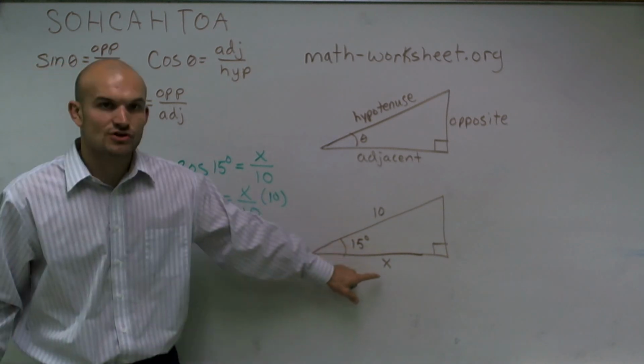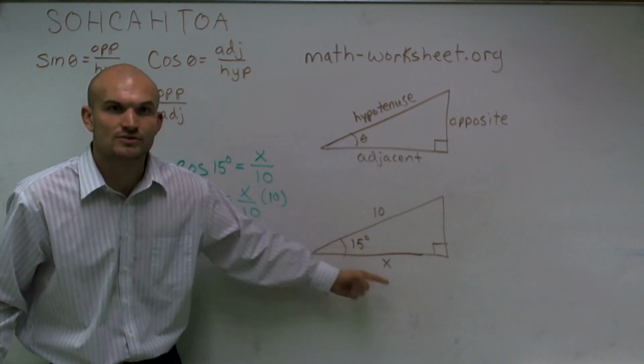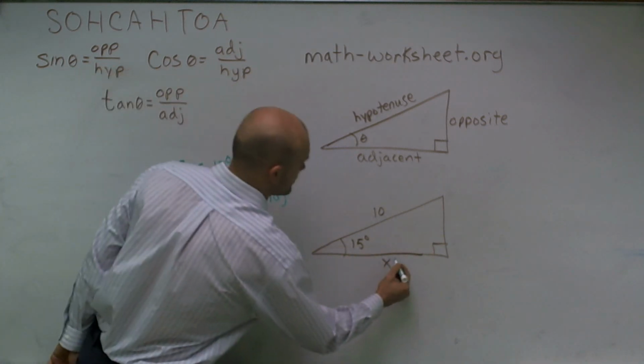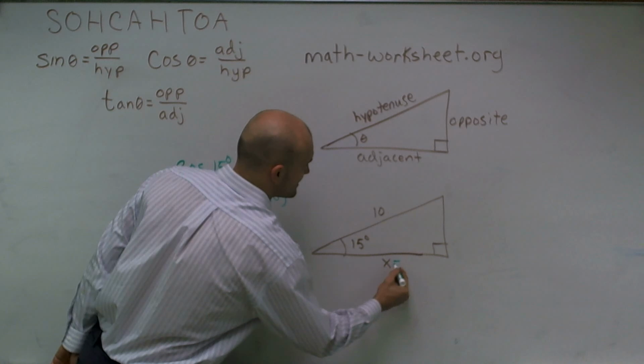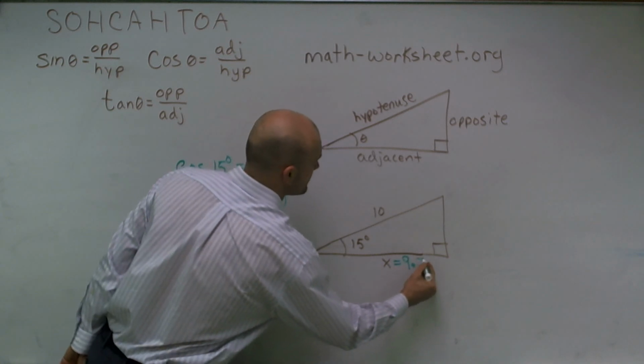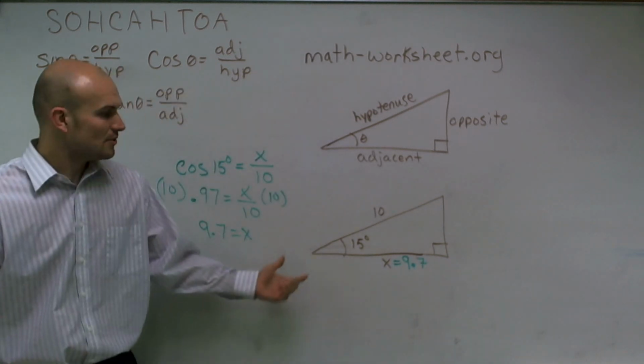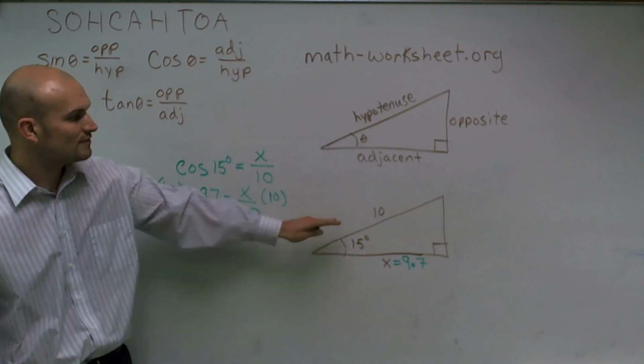So looking at my triangle, I have now just determined what the adjacent side of my triangle is, which is 9.7. So that's how you solve this missing side of a triangle.